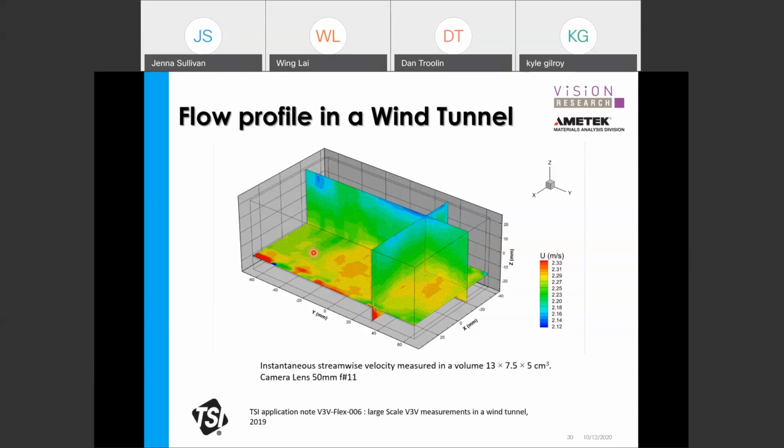So again, for this particular case, the volume size was about 13 by 7.5 by 5 centimeters. The camera lens used is a 50 millimeter lens with an f number of 11. The reason we use that is because we'll be able to focus the particles within the volume perfectly using the camera lens aperture and also the Scheimpflug arrangement.